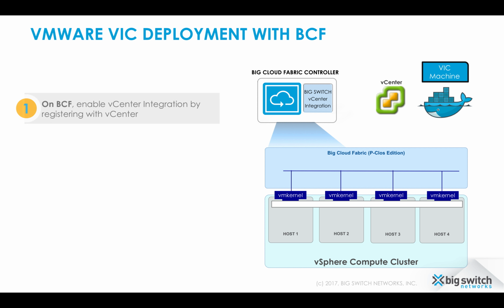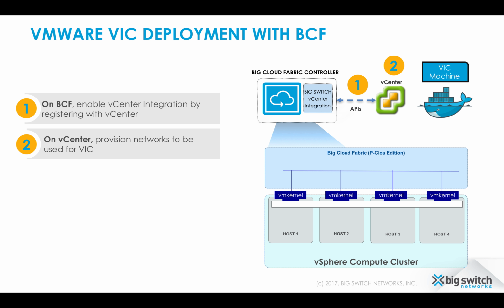First, we enable vCenter integration on BCF, after which ESXi nodes are automatically attached to the fabric. Then we provision port groups on the virtual switch corresponding to VIC networks. As soon as that is done, BCF automatically configures the appropriate fabric segments.